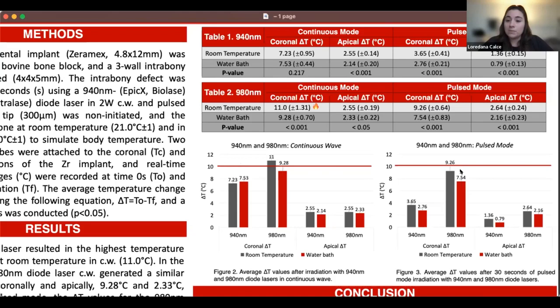And when this experiment was repeated using pulsed mode settings, in figure 3, we can see that for the 940 nanometer diode laser, these temperature values dropped to about 3 degrees Celsius change in temperature. So it was even lower. However, the 980 nanometer diode laser did remain high. Again, although it did not touch the 10 degree critical threshold value, it was very close to it.